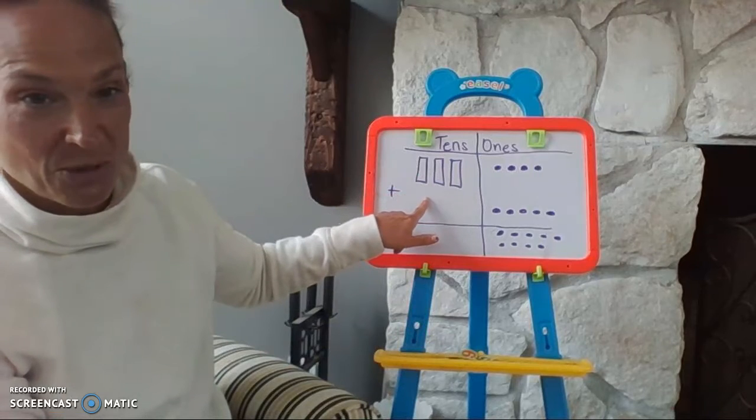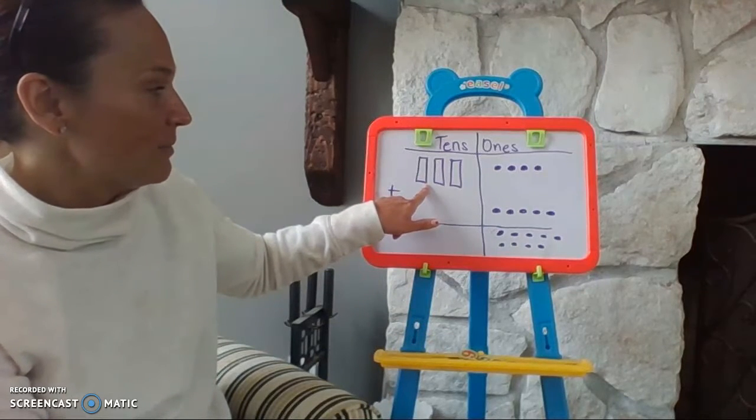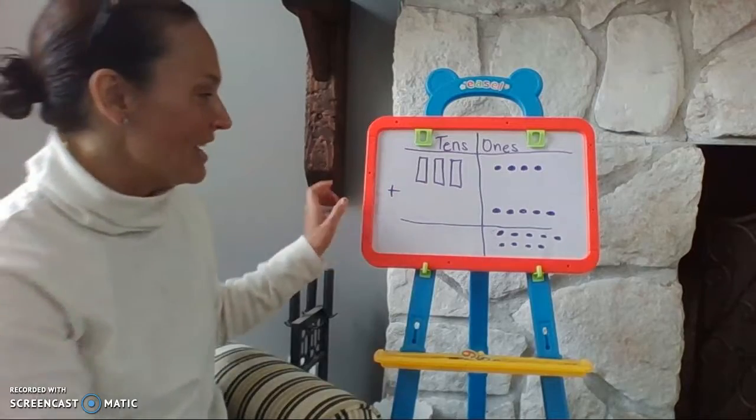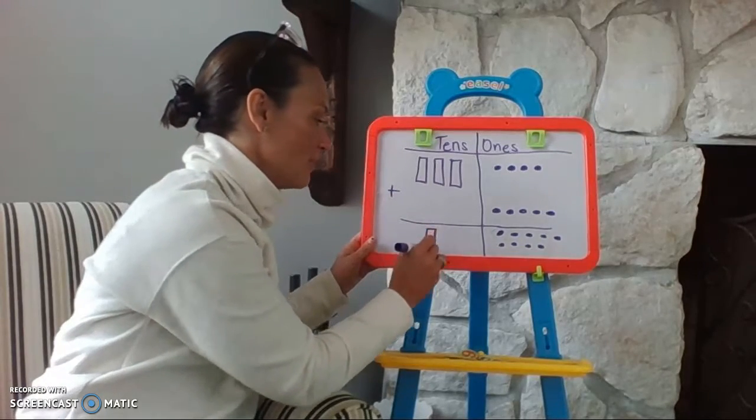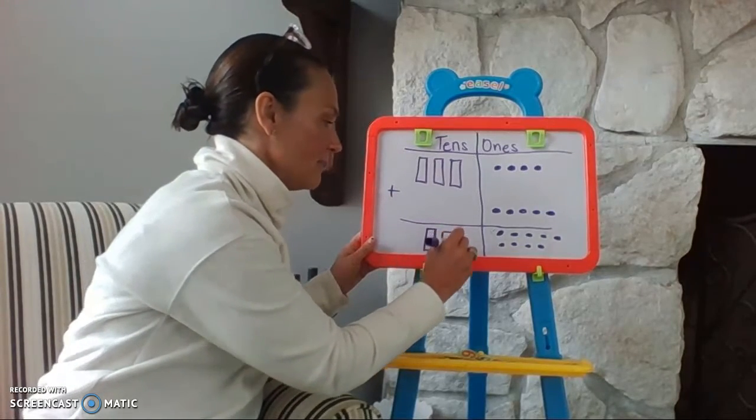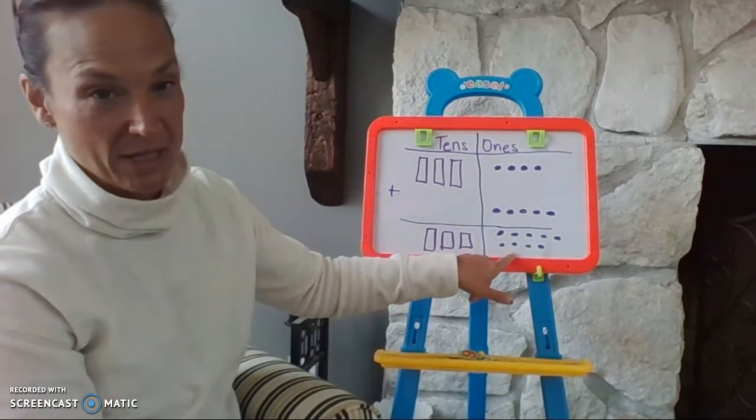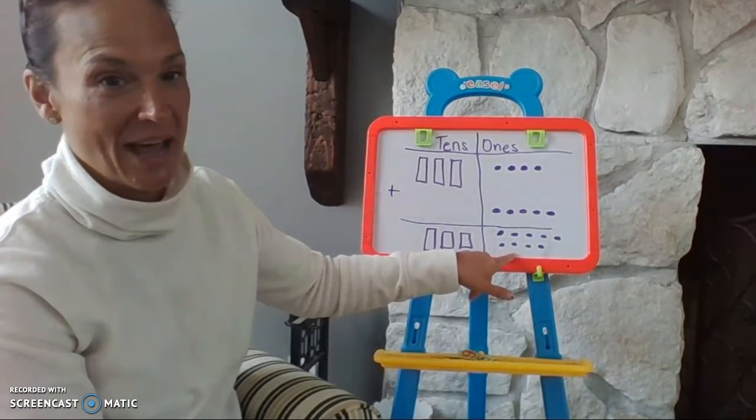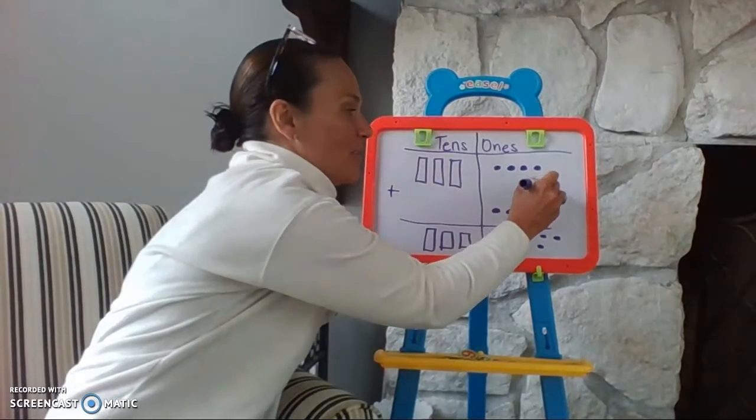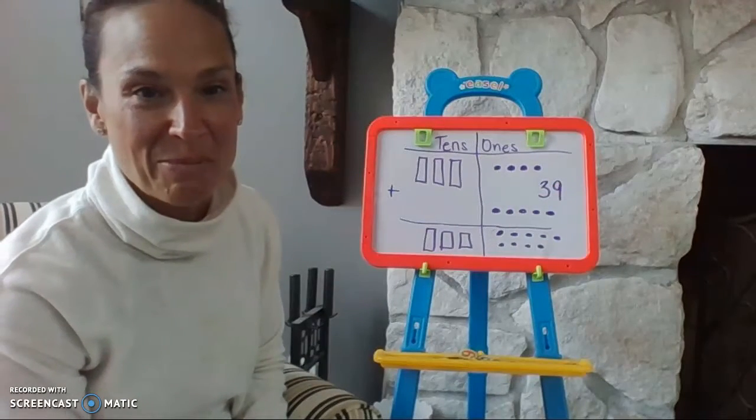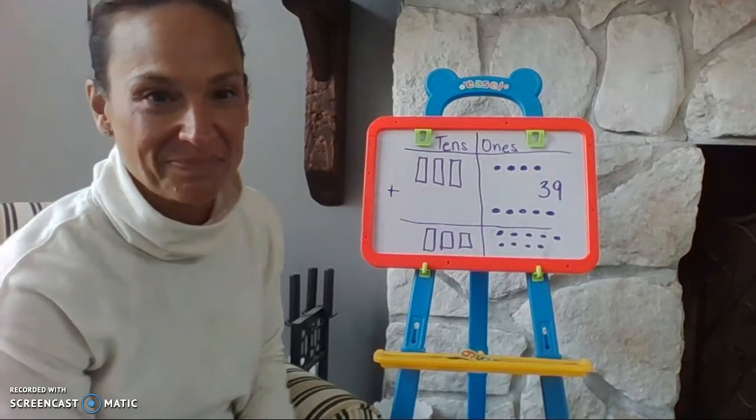And then let's come over to our tens column. 3 tens plus 0 tens gives me 3 tens. If I have 3 tens and 9 ones, what number do I have? 3 tens and 9 ones gives us the number 39.